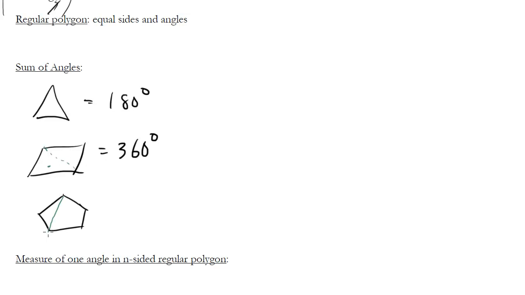Notice I can take this pentagon and cut it into 3 triangles. 1, 2, 3. So each triangle's got 180. 3 times 180 is 540. I can do this with a hexagon. So here's my hexagon. I can go ahead and cut this into 4 triangles. 1, 2, 3, 4. Each triangle has got angles adding up to 180. So 4 times 180 is 720. And so on, right? I can go arbitrarily many sides. I could draw the shape and figure out how many triangles there are.